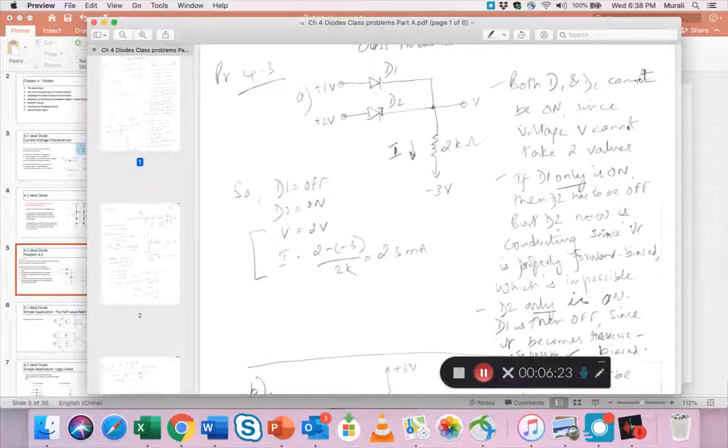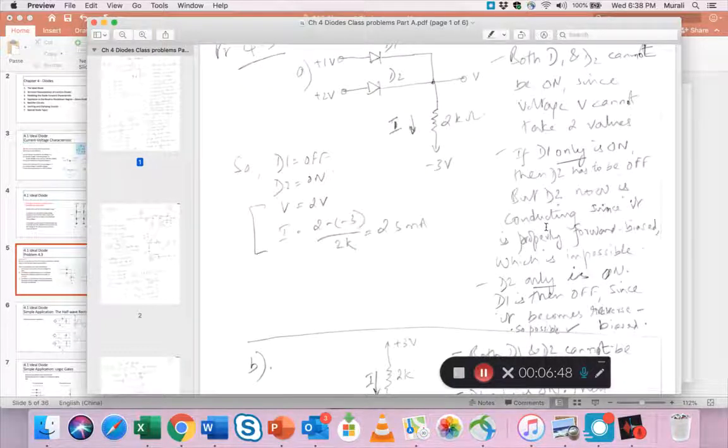Remember, for an ideal diode you just need a slight positive voltage. So in theory the 2 volts is also coming here, right? So something is wrong. We cannot have D1 only on, because then the conditions are not satisfied. That's how you check which of these two diodes is on.